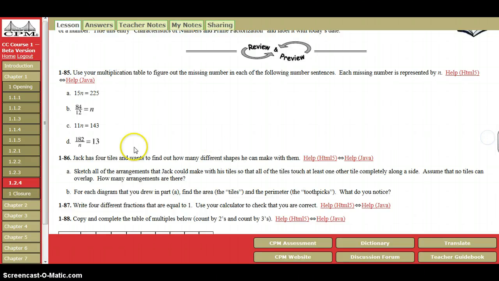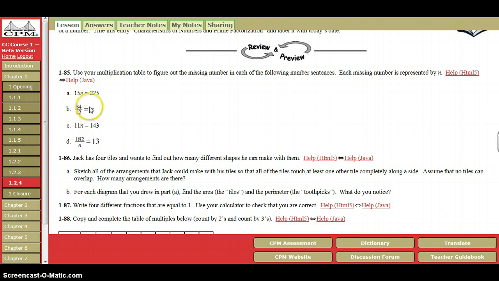Pretty simple. For B, sometimes we look at problems like this as fractions, but essentially fractions are the same thing as a division problem. So what this is saying is this is asking you what 84 divided by 12 is. Now you might think, oh, how can I use a multiplication table to figure out a division problem? Let me show you how.